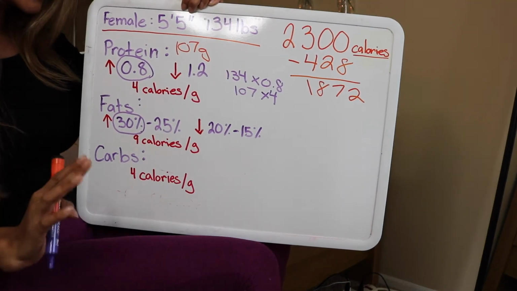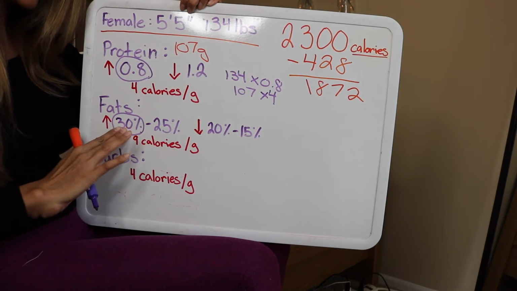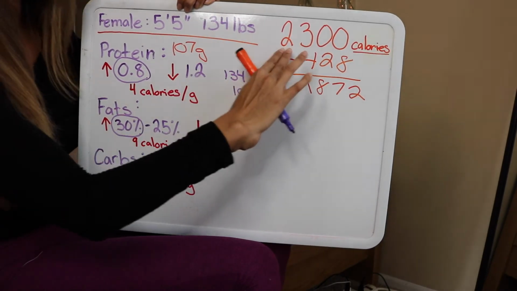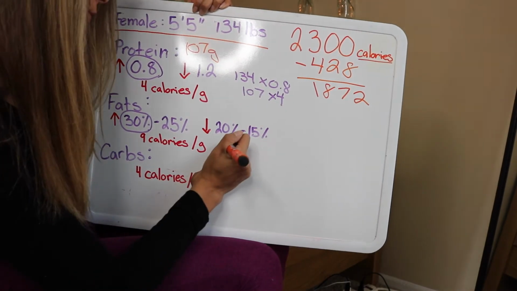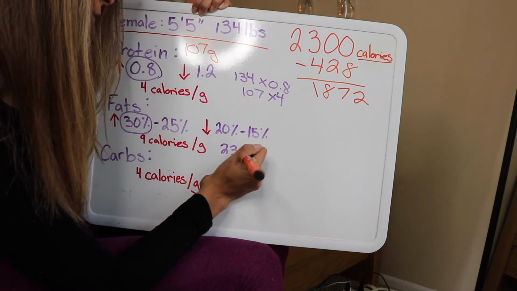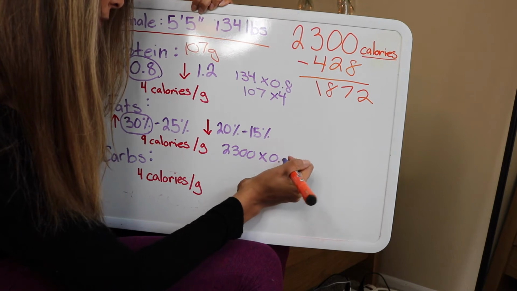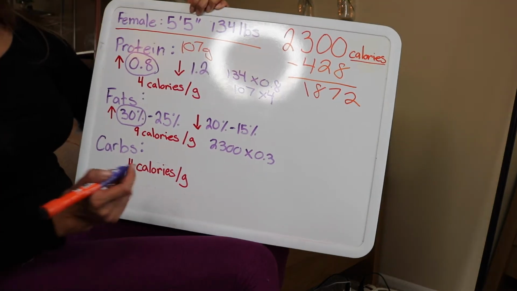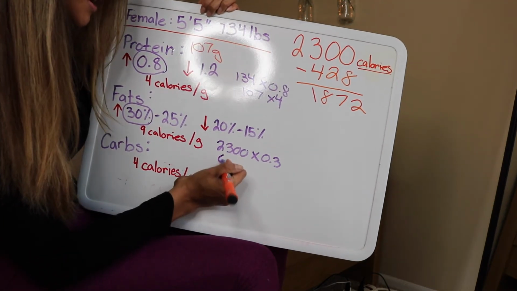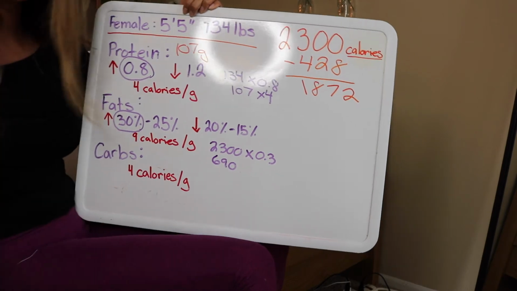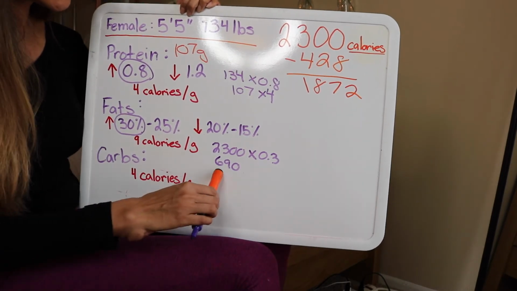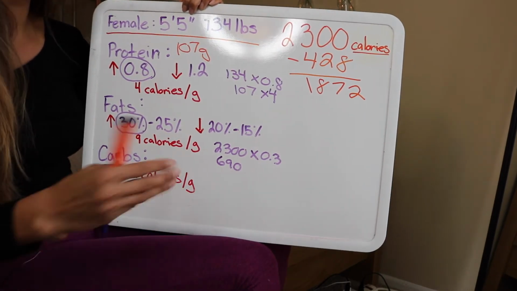Alright, so since I decided to do 30% of my diet in fat, I'm going to take this 2,300 and I'm going to multiply it by 0.3. Okay, that will give me 690 calories. So I am going to be eating 690 calories from fats.